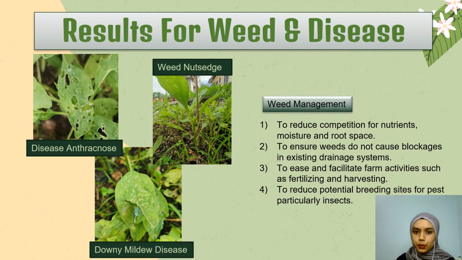First, the result for weed and disease. We have the diseases anthracnose and downy mildew, and for weed we have nutsedge. Why do we need to manage the weeds? To reduce competition for nutrients, moisture and root space, and to ensure weeds do not cause any blockage in the existing drainage system, to ease and facilitate farm activities such as fertilizing and harvesting, and lastly to reduce potential breeding sites for pests, particularly insects.